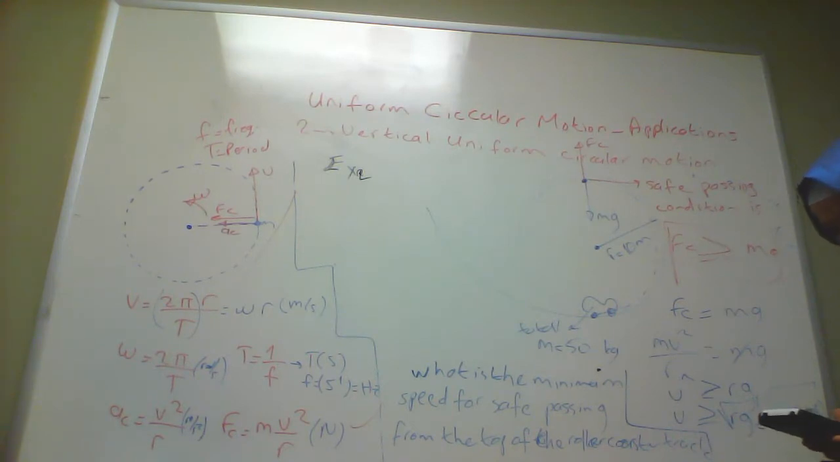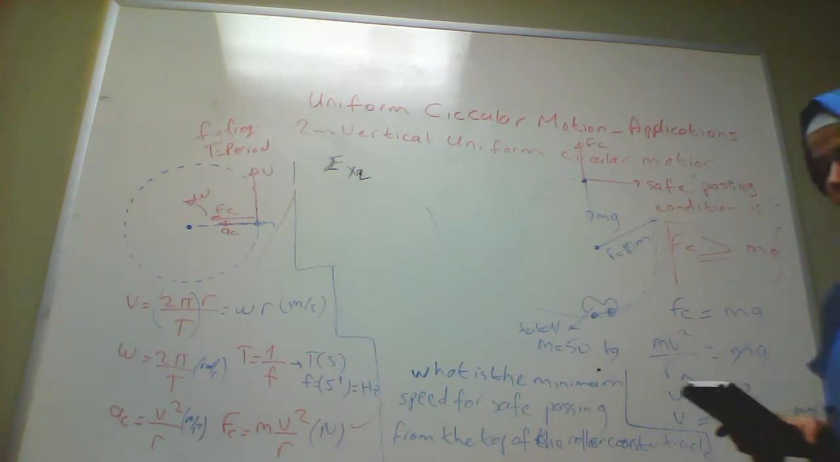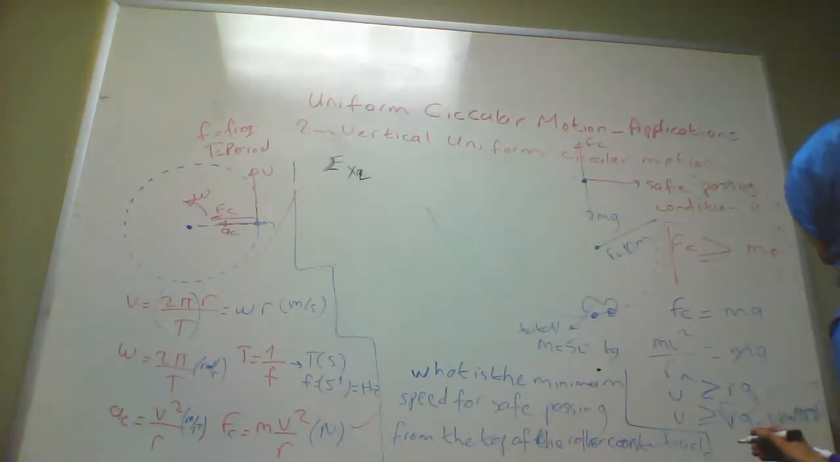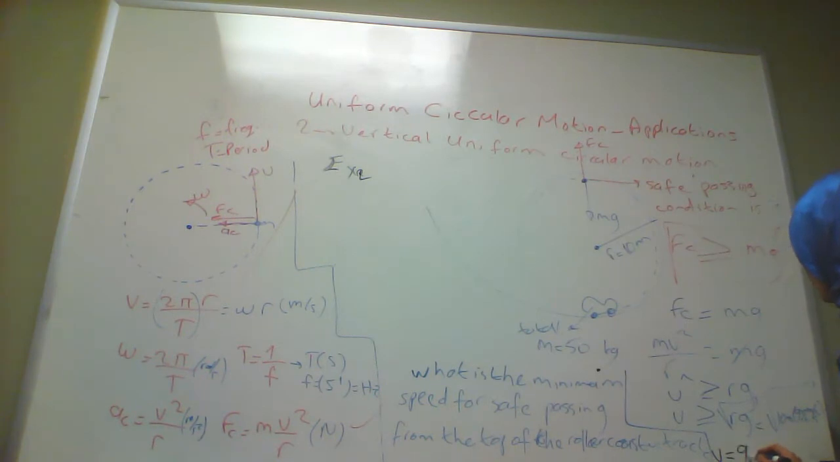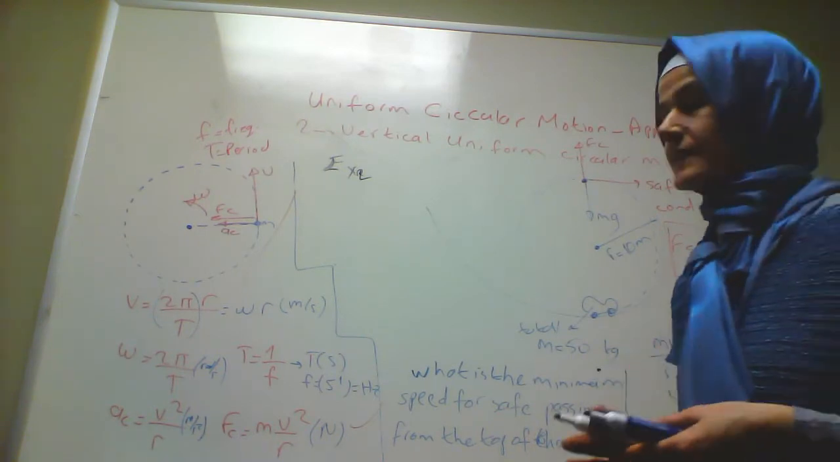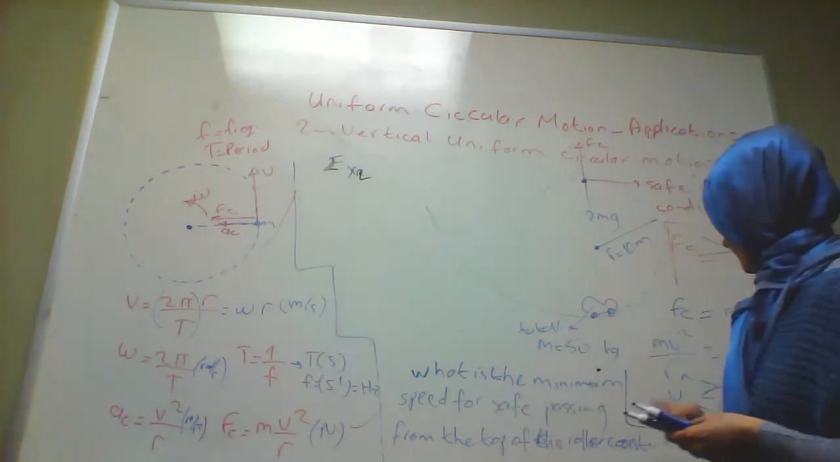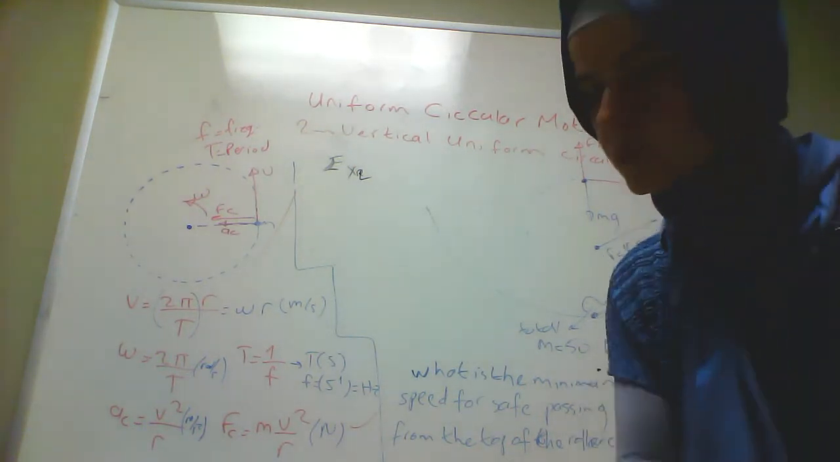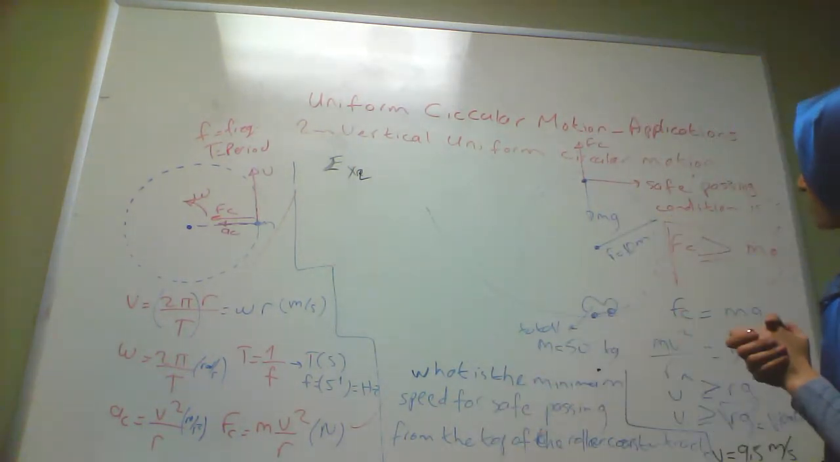Let me see that. I just came up with this question, so I don't know the answer. It's 9.8, 9.5, let's say, 9.5 meters per second. Yes. So this is the safe passage. If r increases, then the safe passage velocity should also increase. So this is for vertical motion.